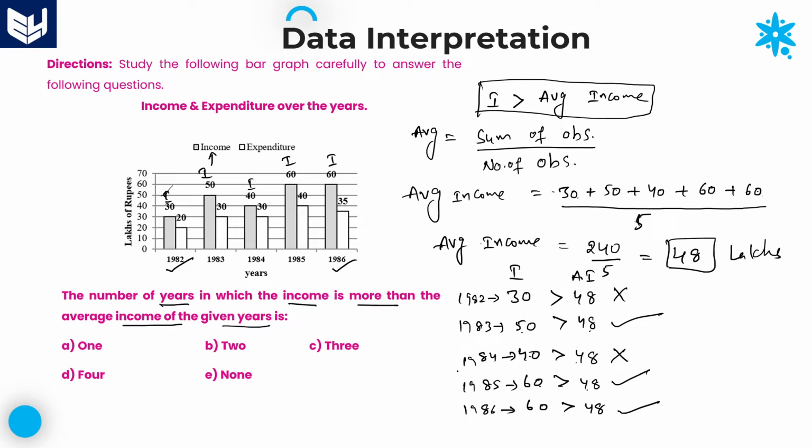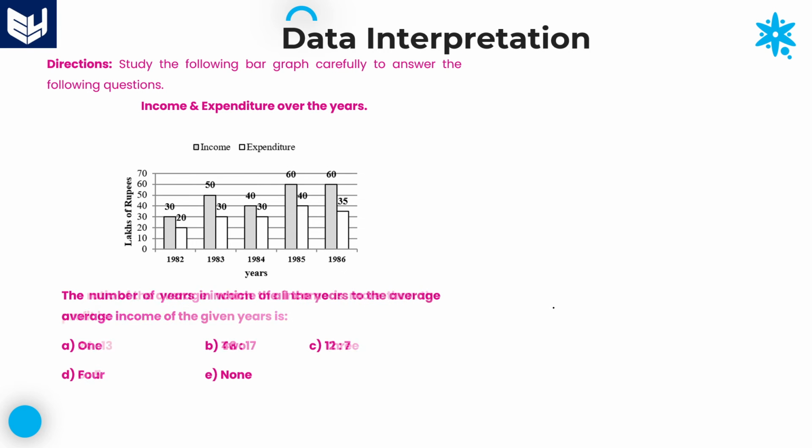Now, if you observe carefully, out of total 5 years, in 3 years, income is greater than the average income. Therefore, our required answer is 3. Option C is the right answer for this question. Option C. Next one.